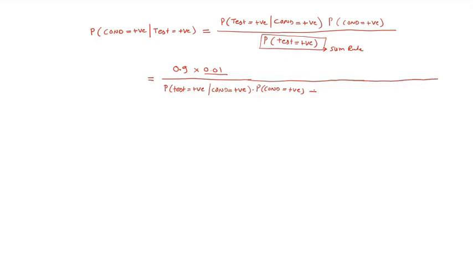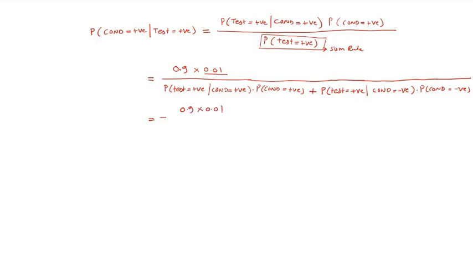Okay, so since I'm using the sum rule, I will be writing here plus: probability of test is equal to positive, given that condition is negative, into probability of condition being negative. So this is the application of your sum rule. So this will be 0.9 multiplied by 0.01.